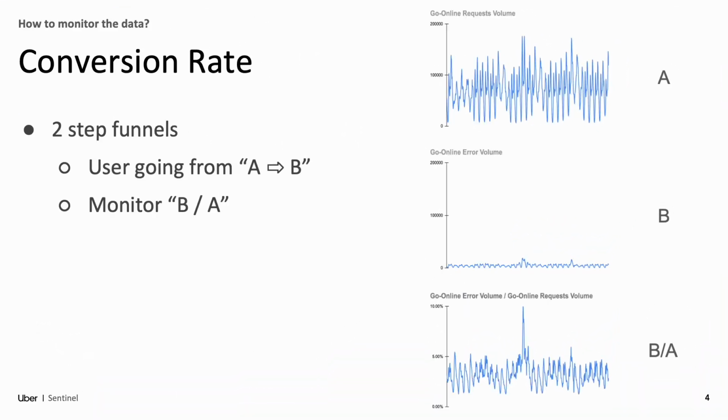If you use the volume, it's very hard to tell from A and B whether those are incidents or not. Particularly from B, you will see two tiny spikes there. But actually, it turns out that there's only one incident if you look at the conversion rate.